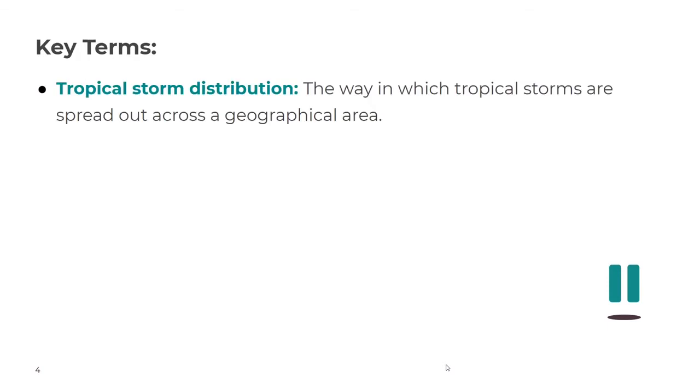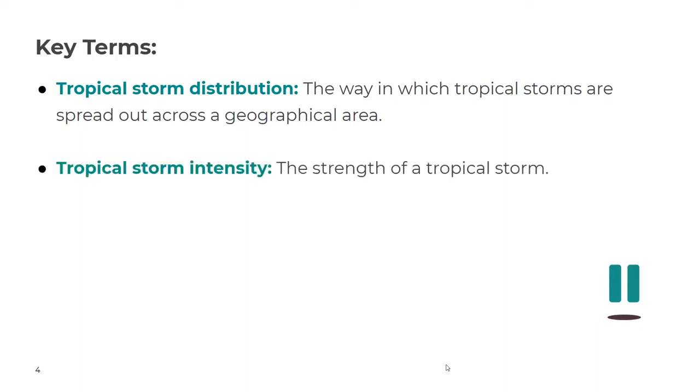So I'm now going to reveal the three key terms that we need to understand for our lesson. Once I've revealed the key term and the definition, you may want to pause the video so you can make a note of them. The first key term is tropical storm distribution, or the way in which tropical storms are spread out across a geographical area. And in this situation, we're talking about the global scale.